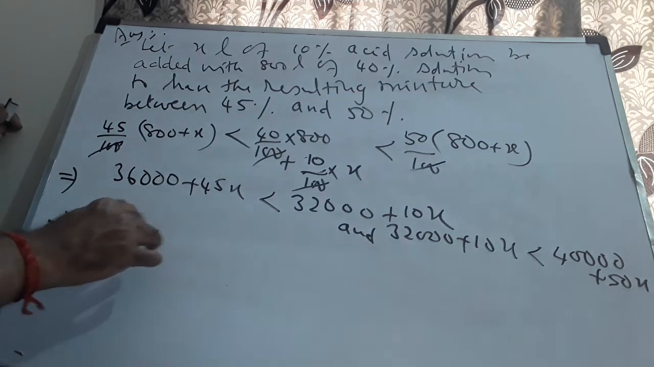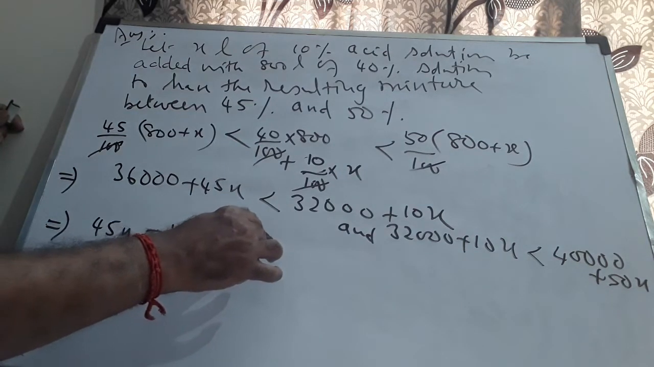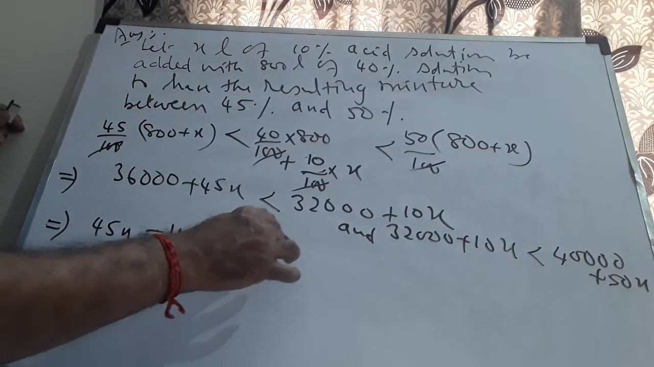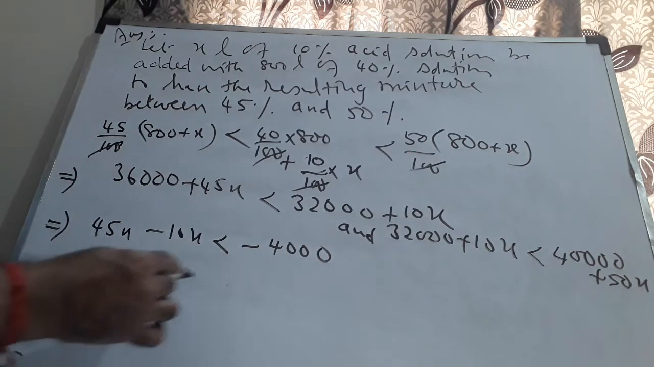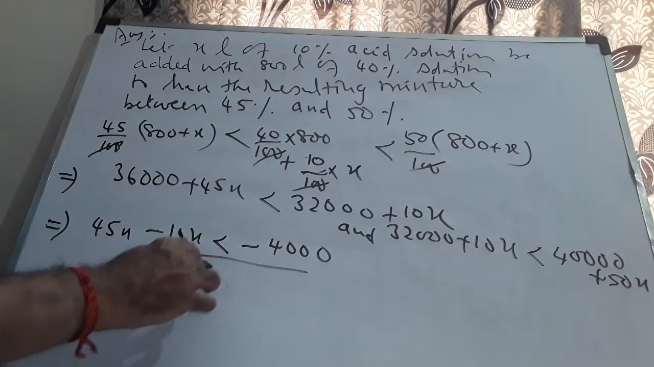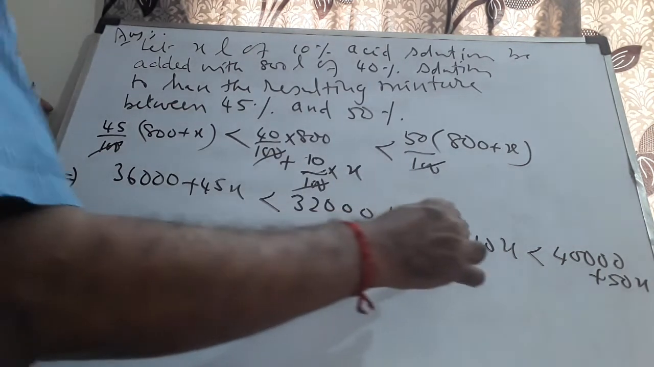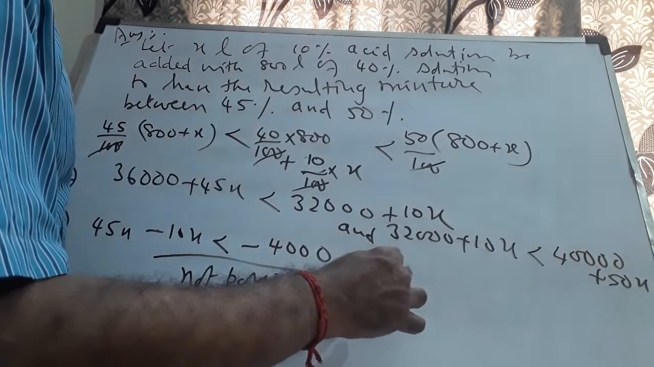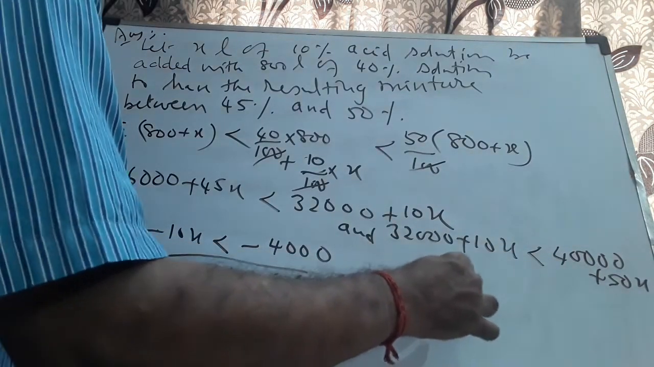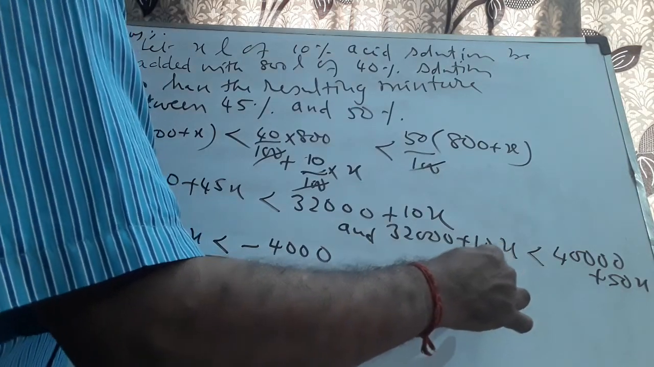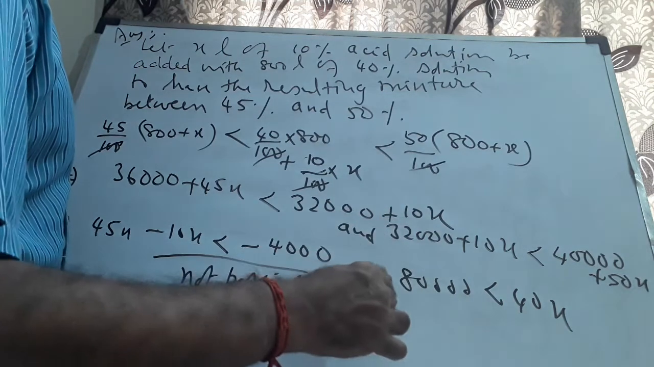Now this will automatically imply 45x minus 10x less than minus 4,000. I think this is not possible anyway. Not possible. Okay, let me try whether this is meaningful or not. Minus 8,000 less than 40x. This is also not possible.